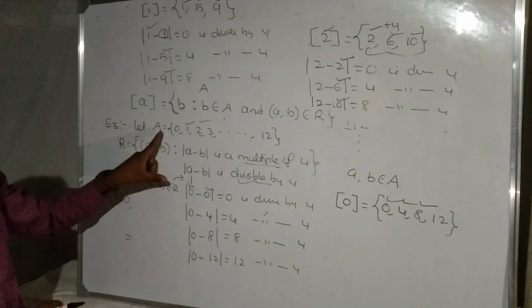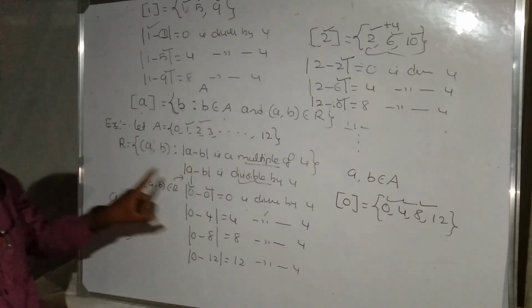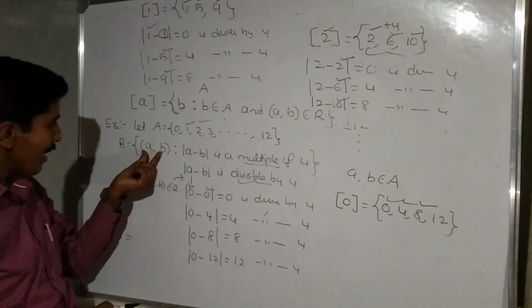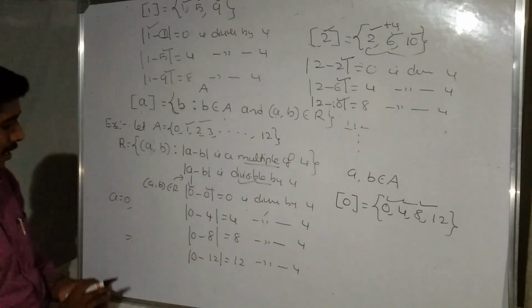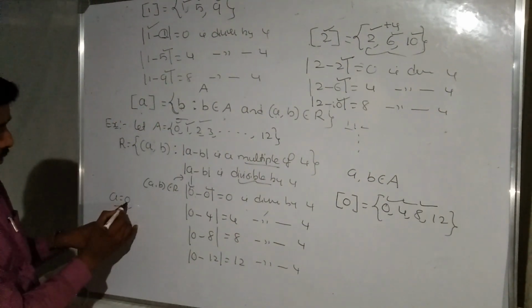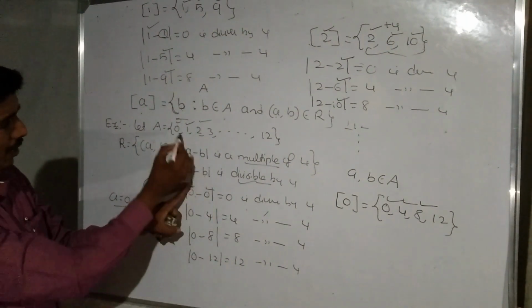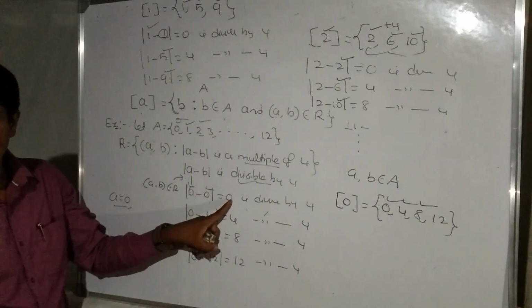Here, for example, let's take A equal to 0, 1, 2, so on up to 12. R equal to a comma b, relation between a and b: modulus of a minus b is a multiple of 4. Multiple of 4. For example, the first element I am taking is 0 here. a equal to 0. This a value 0. b value, other elements. Here b equal to 0, 0 minus 0, 0. Divisible by 4.